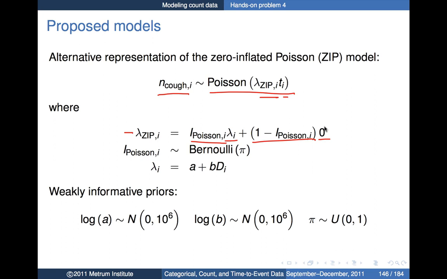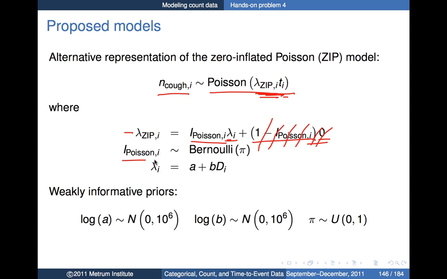In the case where I Poisson equals zero, the first term would go away and only the second term remains, which is identically zero anyway. That means this lambda zip would be zero, so it would correspond to the Poisson of zero case. On the other hand, if I Poisson was one, then you have only the left-hand term, and the right-hand term again goes away. So actually, I didn't even need to write the right-hand term. That was redundant, just to emphasize that there are two components. And in fact, this is the way we're going to write it inside WinBUGS, without that unnecessary term.